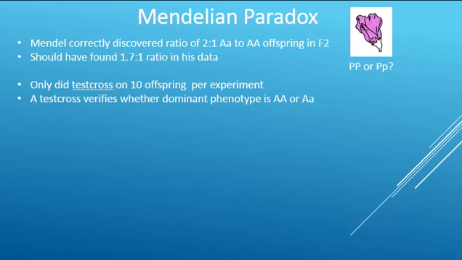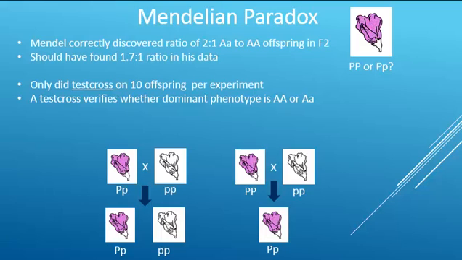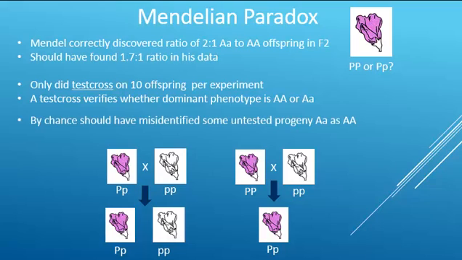Now recall, a test cross is what we use to verify whether a dominant phenotype, such as this purple flower here, is generated by the homozygous dominant genotype or the heterozygous genotype. And you can review your lecture notes to see how this works out in terms of producing different versions of offspring for the different conditions. Now in Mendel's case, simply by chance, he should have misidentified some of the untested progeny as heterozygotes when they were actually homozygous dominant. And so he only tested 10 offspring per experiment. The rest of them would have been prone to error. Nevertheless, he reported results showing a 2 to 1 ratio, which is a very unlikely result.